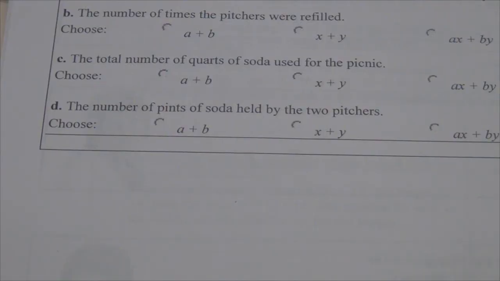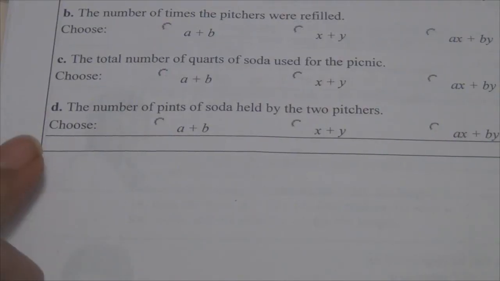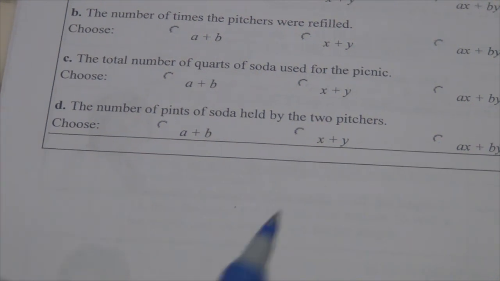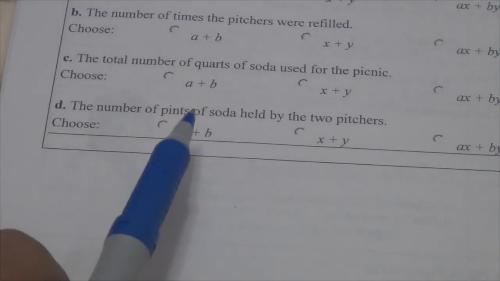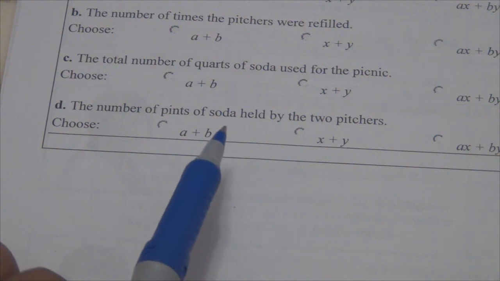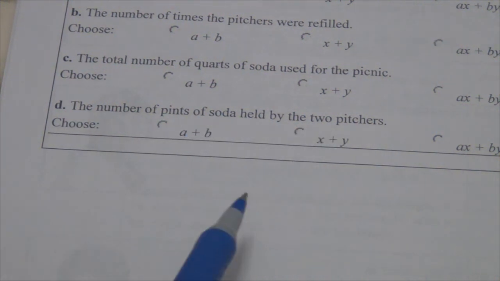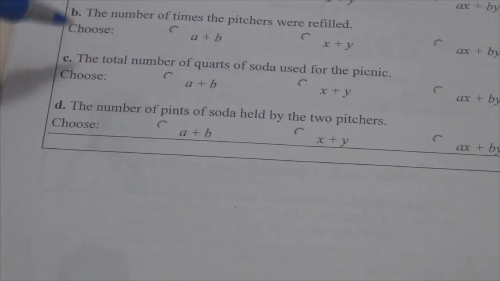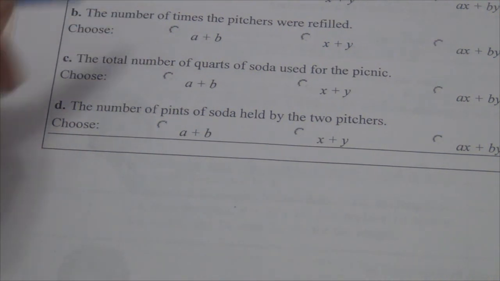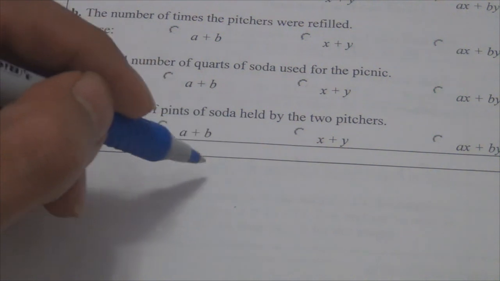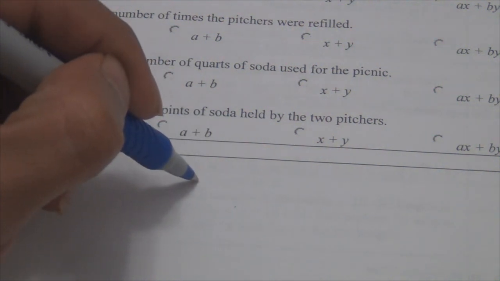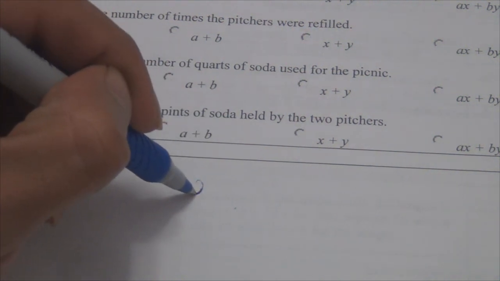Okay, let's do the next one. The number of pints of soda held by the two pitchers, the small and the big one. Well, pints, how many pints? Well, I don't know. Let's see. 2 quarts.